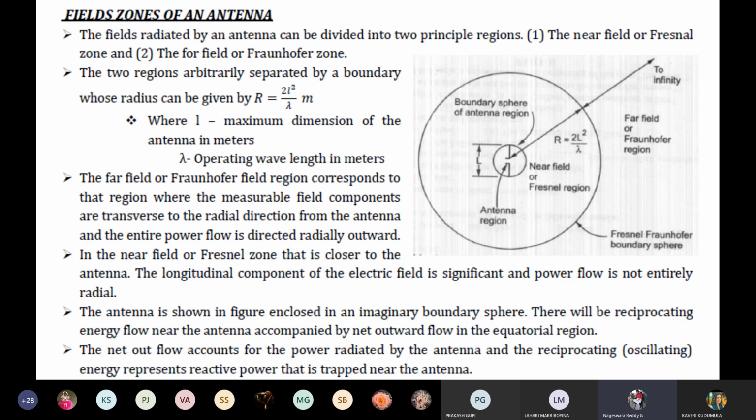This is the antenna. This is the near field or Fresnel region. This is the far field or Fraunhofer region.